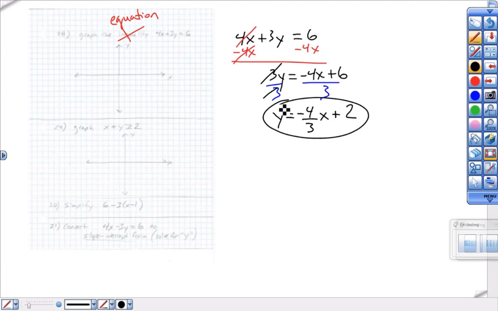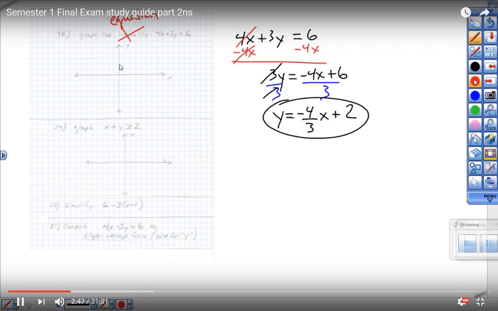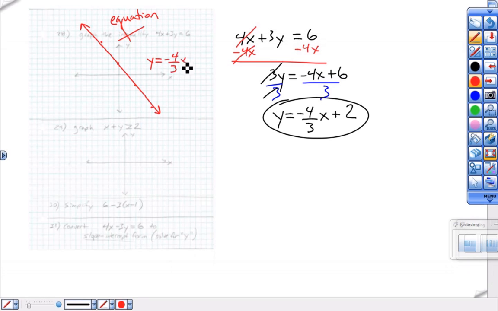That tells me I have a y-intercept of positive 2, which would be right here on the y-axis. And then from there, every time I go over 3 boxes, I go down 4. Over 3 for my run, down 4 because my rise is negative. Draw my line through it because it's an explicit equation, which always has a line drawn through the points. Write my equation next to my line.